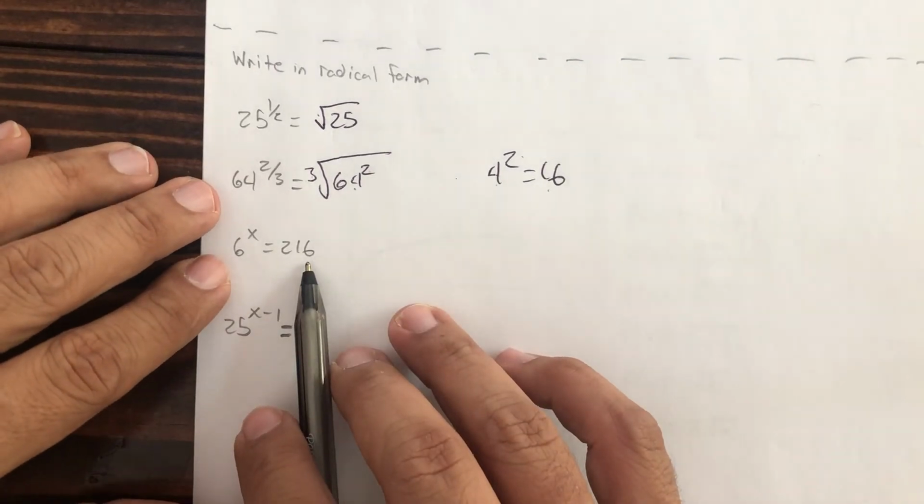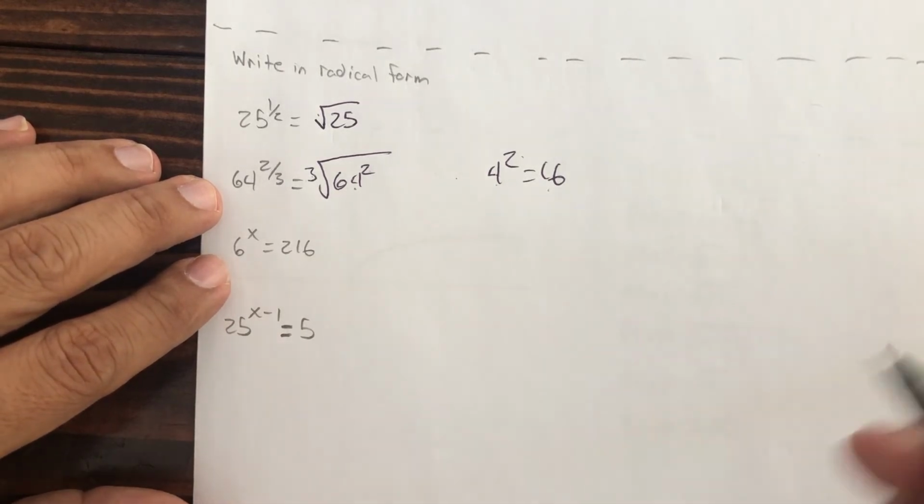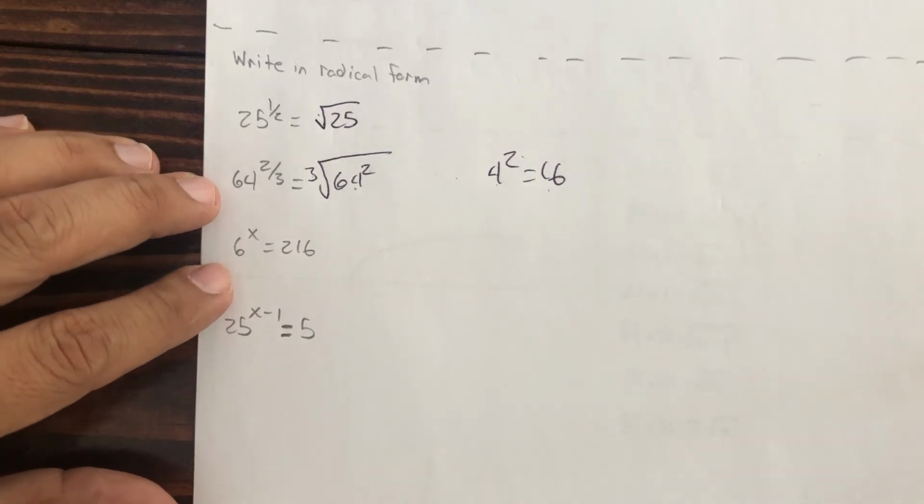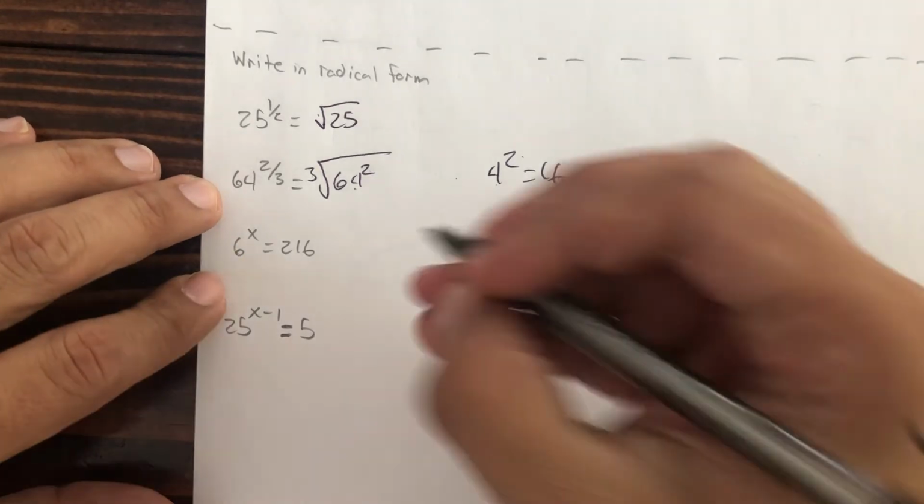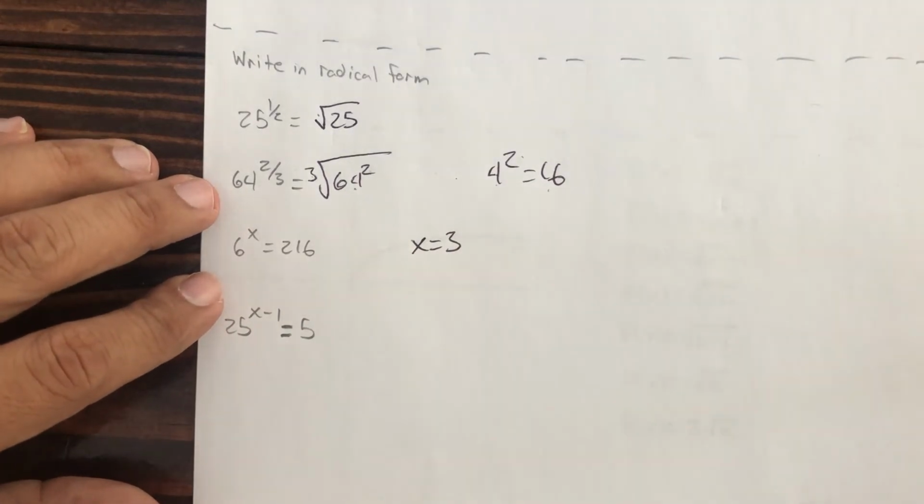Here's this one. How would we solve this one? We know that they're multiplying by 6 over and over and over again, but how many times does it take to get to 216? 6 times 6 is 36. 36 times 6 is going to be 180 plus 36, which would give me 216. So the answer for x is 3. You just have to keep on multiplying until you get it.